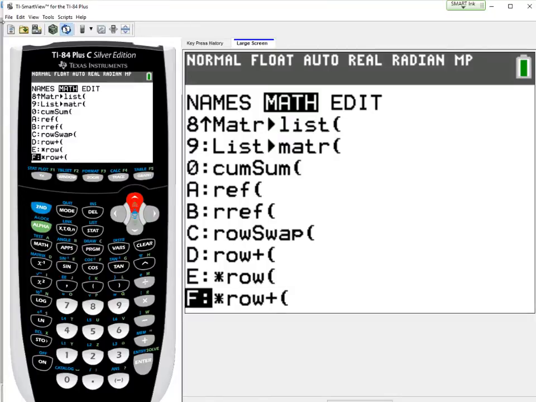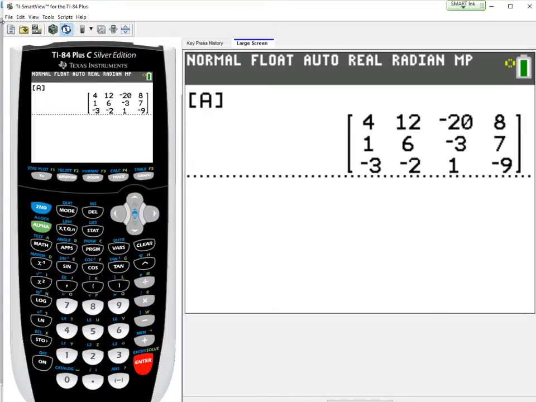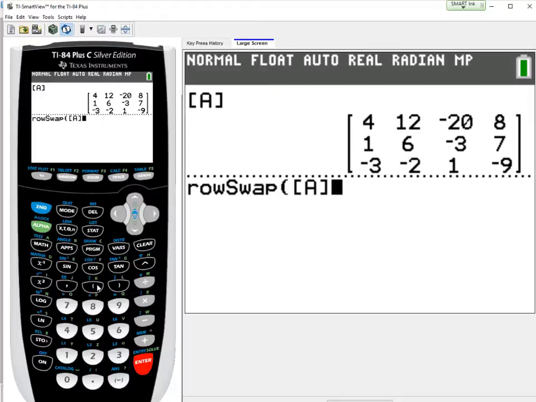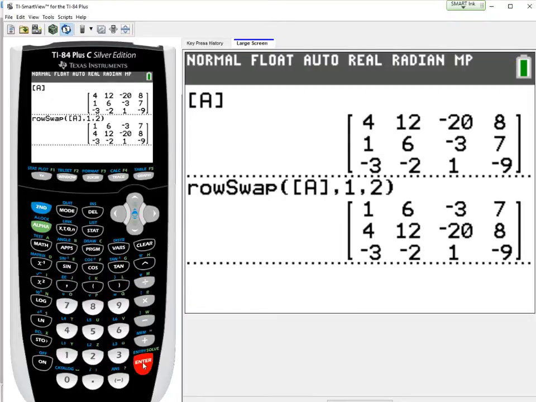Okay. So let's start with a row swap. You guys ready? I'm going to go up to row swap. Which matrix? Matrix A, right? So I'm going to go over to matrix. I want matrix A, and I want to swap row, comma, row 1 with row 2. Where's the comma at? It's right above 7. So what I'm telling the calculator to do is, for matrix A, swap row 1 and row 2. And when I push enter, it'll say, look at that.